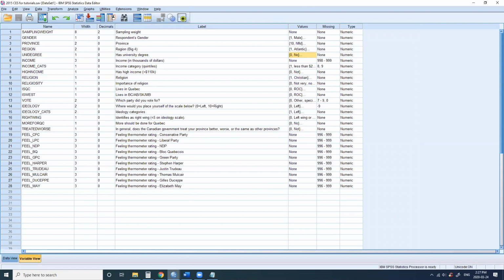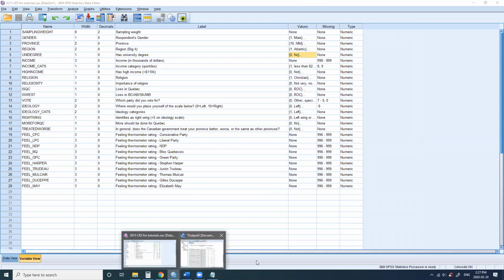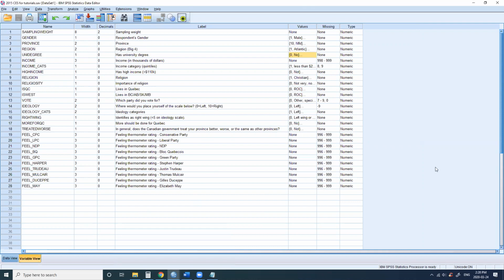We'll do a slightly different one here. We'll do another ideology and public policy question, except this time we will look at the dependent variable, how much more should be done for Quebec. So there's number 17 here, more for Quebec.